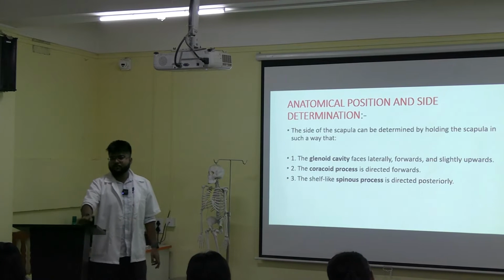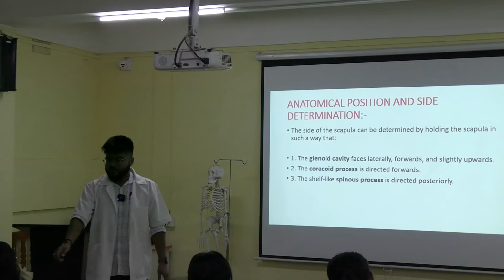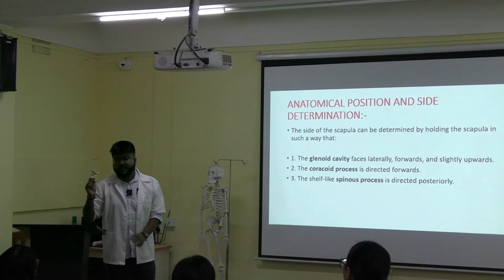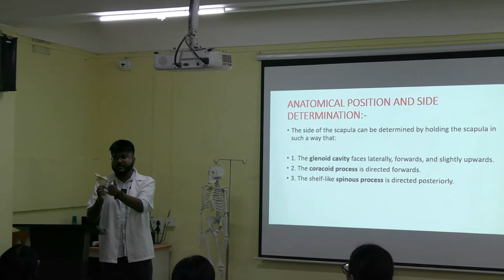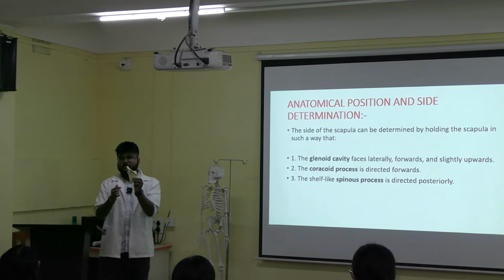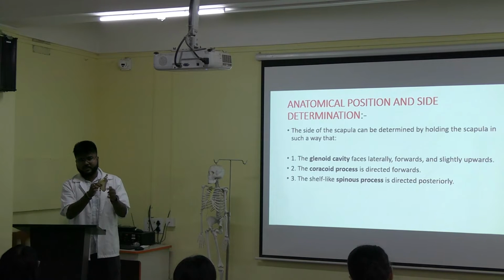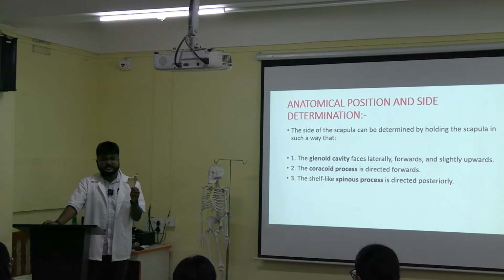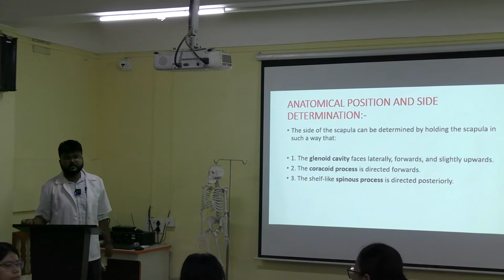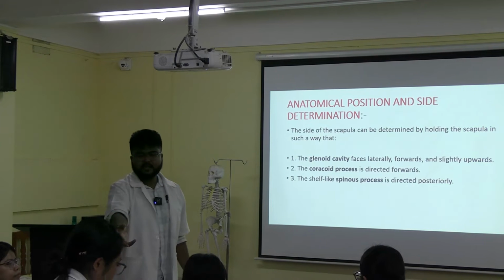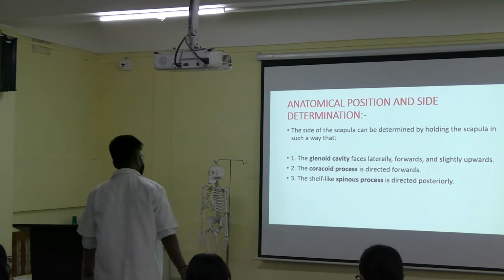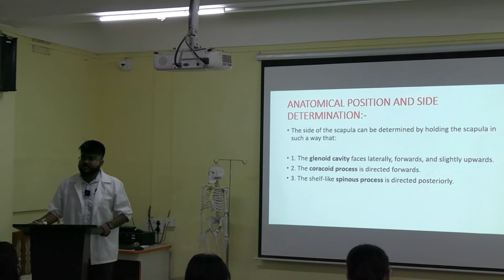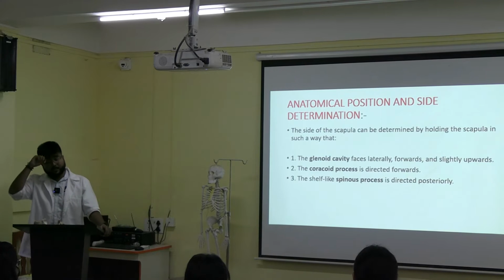So are the three criteria fulfilled here? This is basically a left-sided scapula, because if I hold it like this, the spine of the scapula is present anteriorly. The spine of the scapula should be posterior, the glenoid cavity lateral, and the coracoid process anterior. So that is a left-sided scapula bone. And this is the right-sided one, because here the three criteria are fulfilled. These three points are very important: the glenoid cavity, the spine of the scapula, and the coracoid process pointing forward or anteriorly.